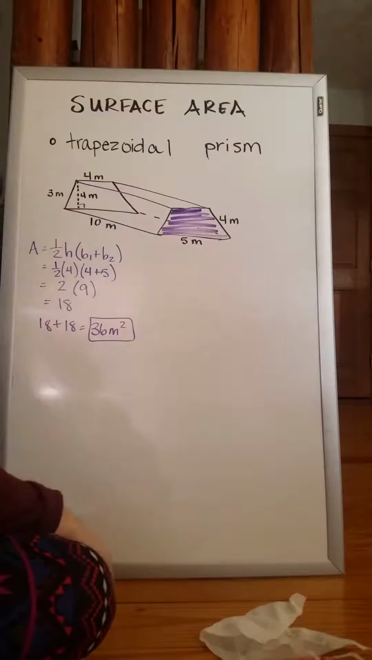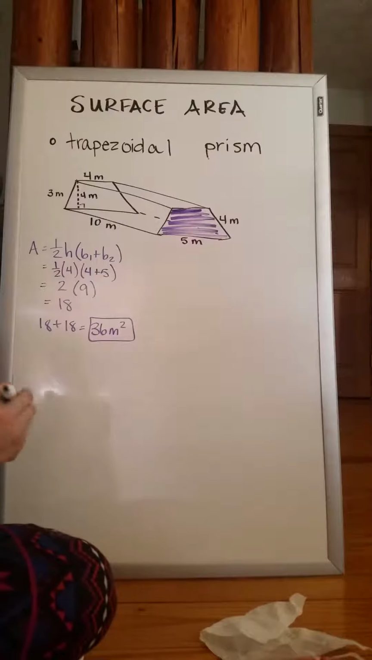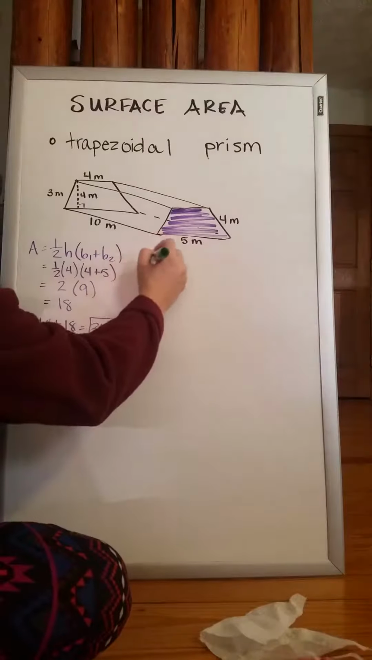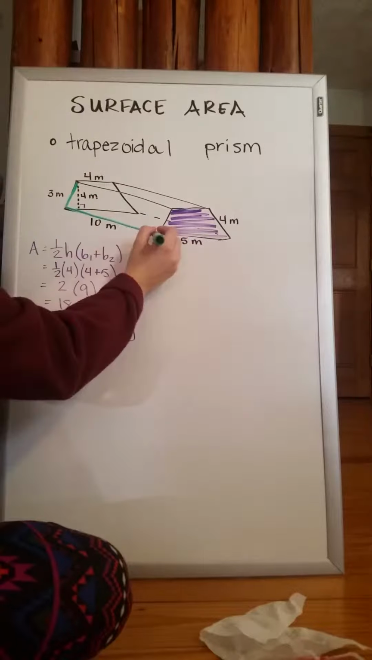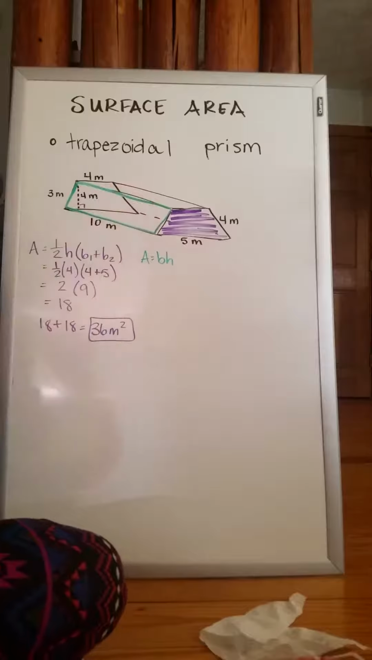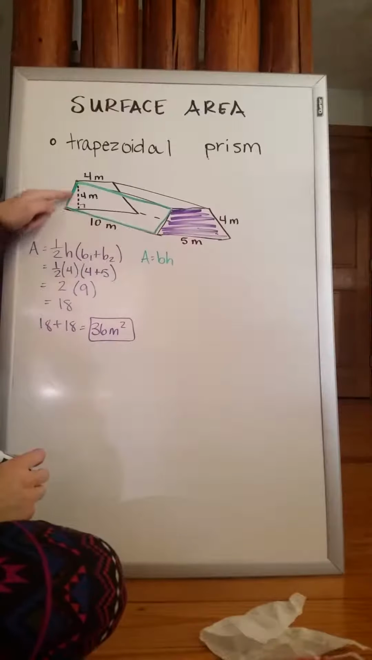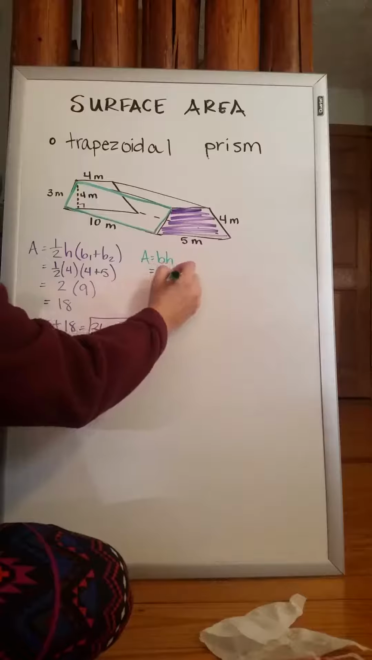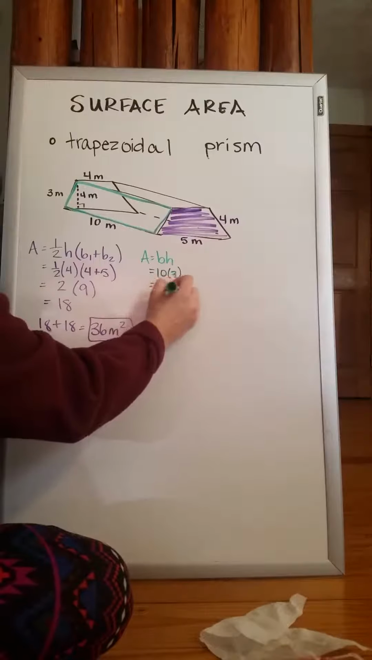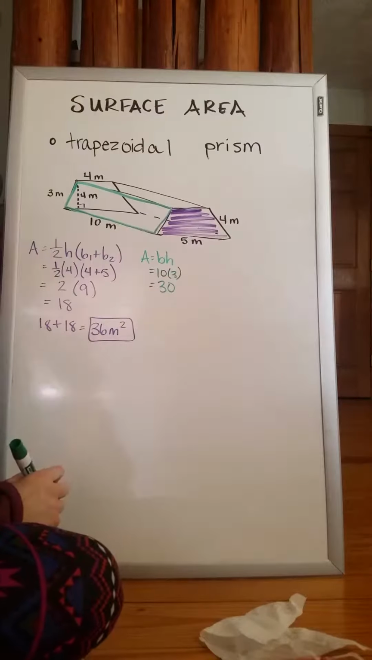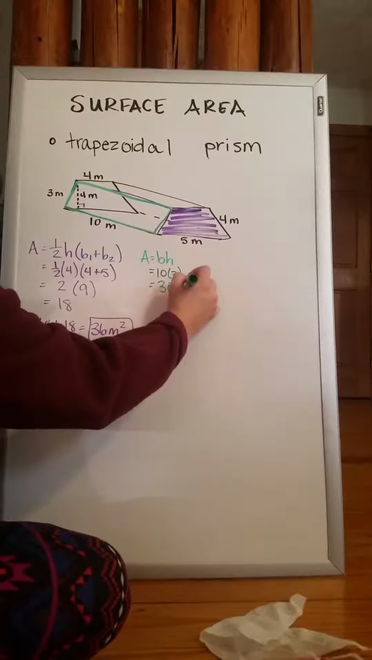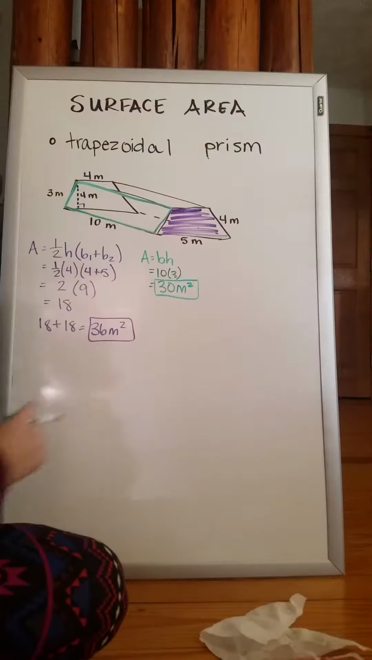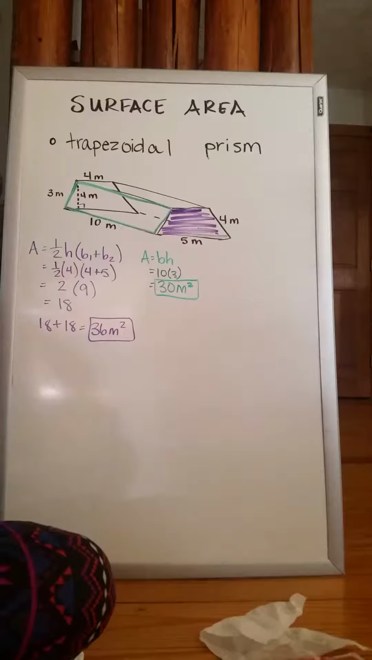All the rest of the faces are rectangles, so those are easy. Base times height. Now, we have one here. This base is 10 and the height is 3. 10 times 3 is 30. If you look at the other rectangles, none of them are the same as this. All of our rectangles are different this time.